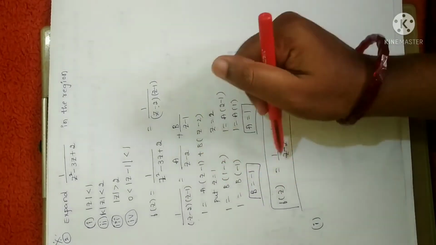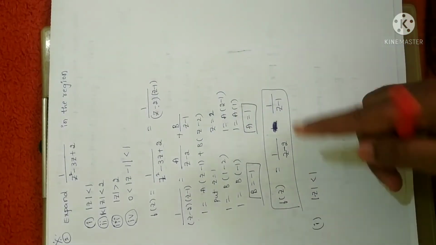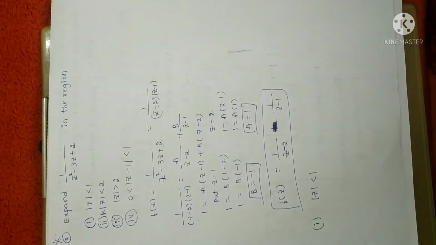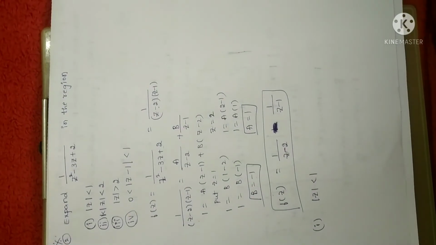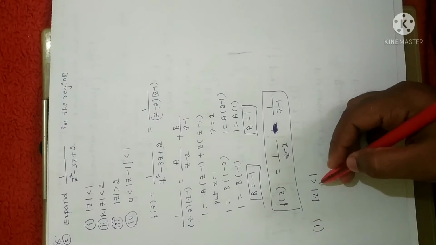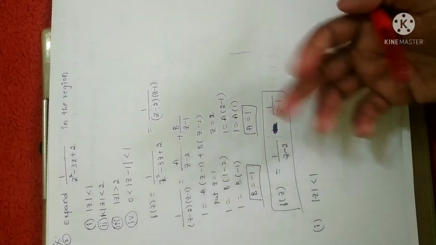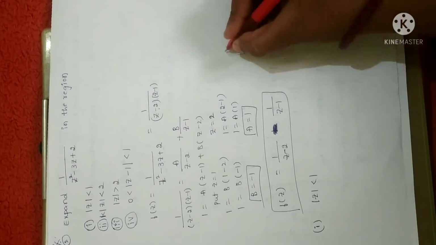Fine. We have to expand this function about mod z less than 1. About this curve we have to expand. Since I have obtained f of z, now we can expand this. Meaning of this expression is, whenever you have mod z less than 1, we can take z in the denominator to the numerator. In the sense, I'll just write it here.